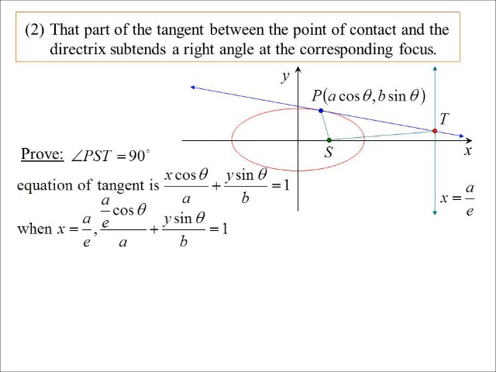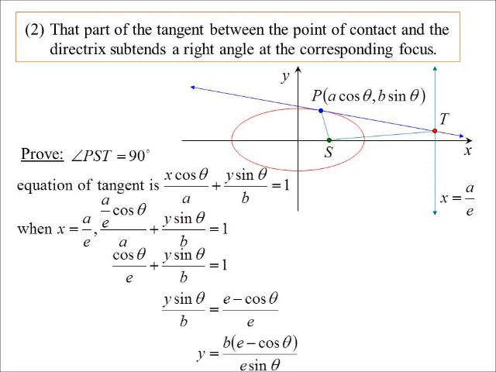So that's what we want to prove. Okay, well, I know the equation of the tangent. I'm doing it in parametric form. So x cos theta on a plus y sin theta on b equals 1 is our tangent. Now we want to find the coordinates of T. So I know that's when x equals a on e because it's on the directrix. So sub that in, and a little bit of rearranging to do there, but we make y the subject, and I've got b outside of e, minus cos theta over e sin theta. What a beautiful y coordinate.